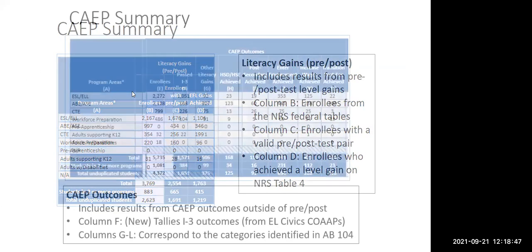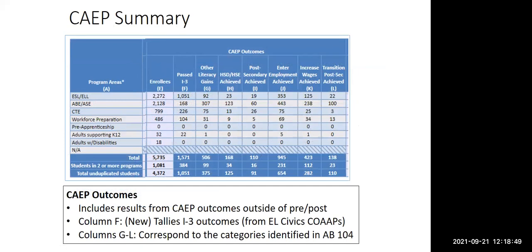Okay, looking at next, we've got the middle section with outcomes. So this is where CAEP starts veering a little bit from federal reporting, where one big outcome for CAEP reporting is pre-post, but we've got several other categories. We've talked about immigrant integration, and then again, those 6 areas of AB 104. We have those other literacy gains, like occupational skills gain and workforce prep milestone. We've got secondary, post-secondary, employment, wages, and transition. So this is looking at those other areas in which students can achieve outcomes.